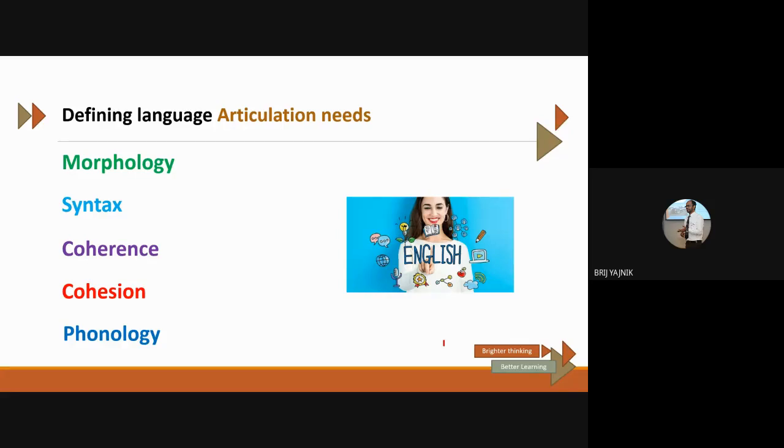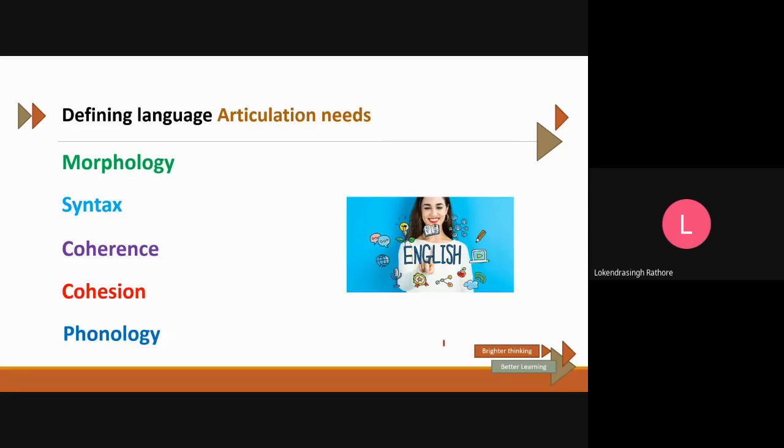Sure, Bitzer. So yeah, since we're talking about the articulation needs, these are those things which we must be knowing, right? So when we talk about morphology, it is lexical resources, vocabulary. And syntax means grammar. The way we form sentences, the key structures. So that is the part of syntax.